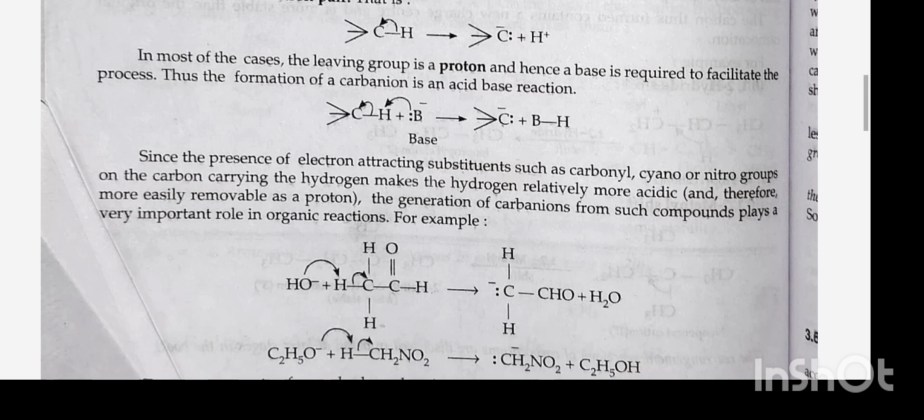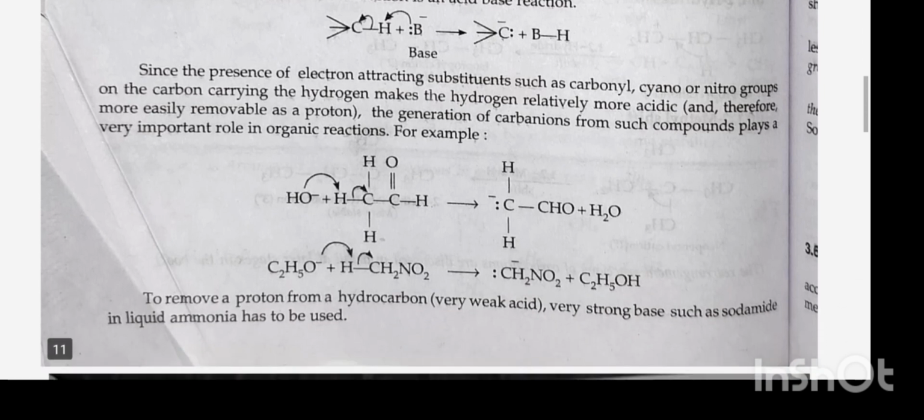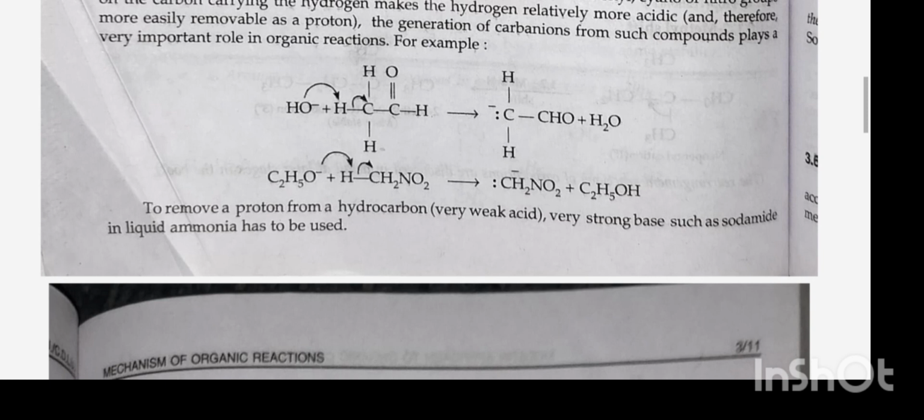The presence of electron attracting substituents such as carbonyl, cyano or nitro groups on the carbon carrying the hydrogen makes the hydrogen relatively more acidic and therefore more easily removable as a proton. The generation of a carbanion from such compounds plays a very important role in organic reactions. For example, to remove a proton from a hydrocarbon, a very weak acid, a very strong base such as sodium amide in liquid ammonia has to be used.